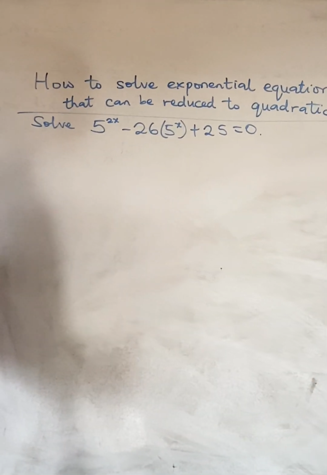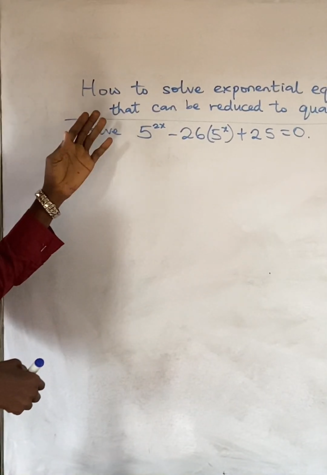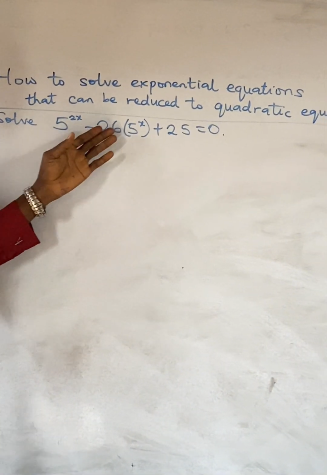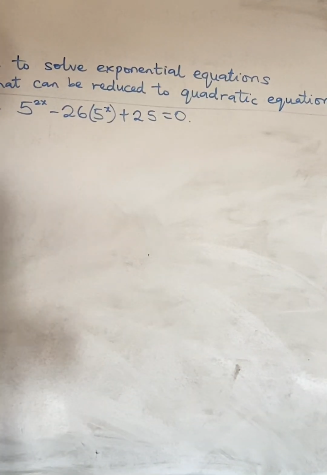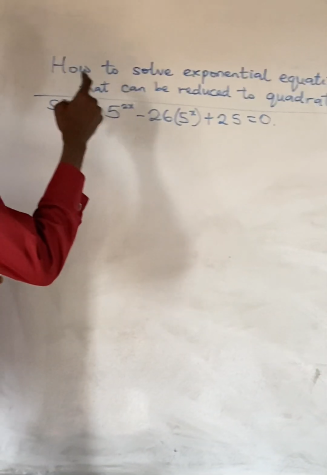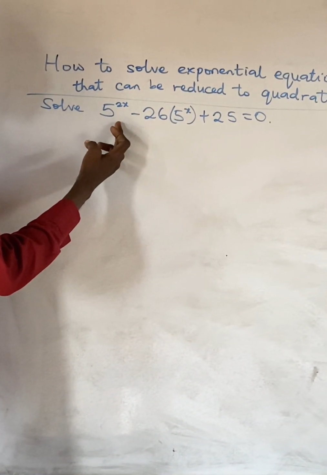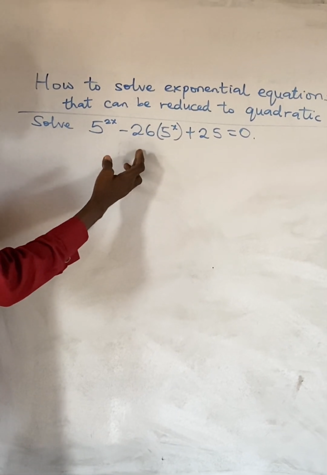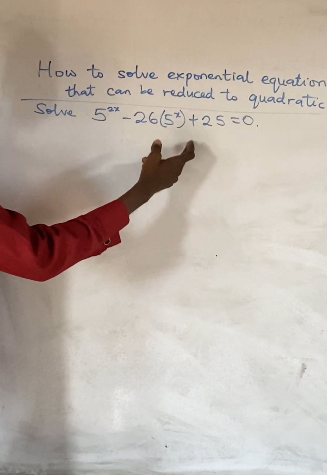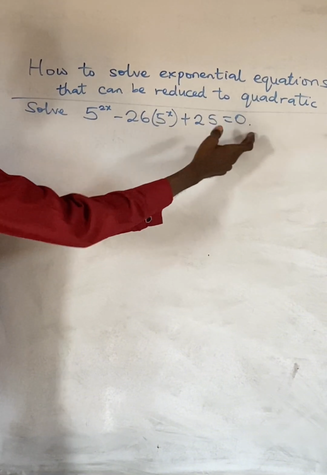Yes, well done, welcome. This is how to solve exponential equations that can be reduced to a quadratic equation. Now take this for an example. We want to solve 5^(2x) - 26(5^x) + 25 = 0.